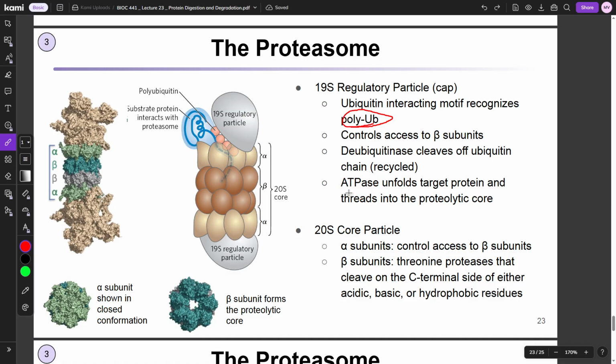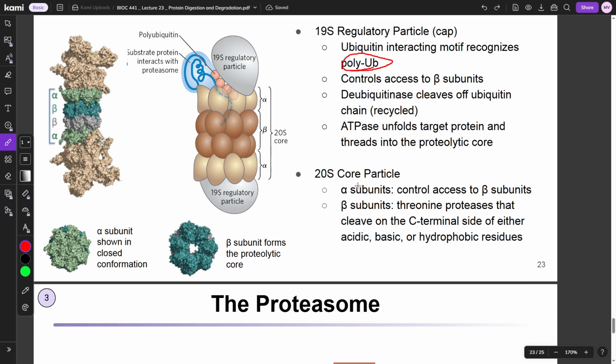So the ATP is hydrolyzed, and that energy is used to break the intermolecular forces within the protein. And then, when we break those intermolecular forces, we feed it into our proteasome, and then from there, we chop it up into individual amino acids in the core.